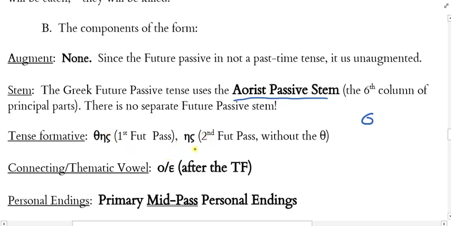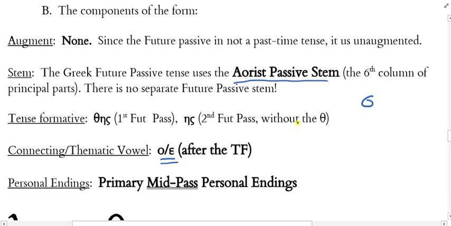Okay? Connecting vowels. Here's the deal. With our aorist passive tense formative, it was theta eta. That tense formative ended with a vowel. Theta eta sigma does not end with a vowel, does it? No. So I'm going to use my good old well-known connecting vowels after this tense formative, just as I did with the regular future active. That one was a sigma, and I got to put the omicron and epsilon after that.